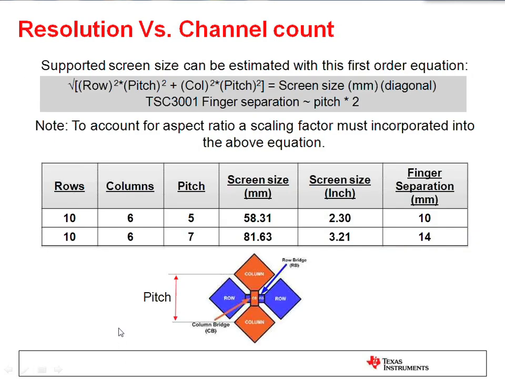This is also something very good to be aware of, and that's the row versus channel count and how that translates into resolution. This is the first order equation, which will allow you to get a rough estimate of how big a screen you can support with specific rows and columns and the pitches of those rows and columns. What we mean by pitch is, when you look at the ITO, how it's stacked up, the distance between sensors is the pitch.